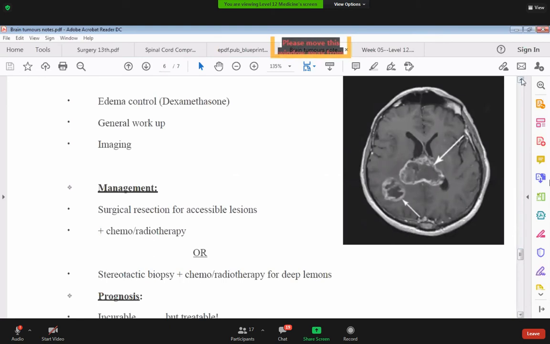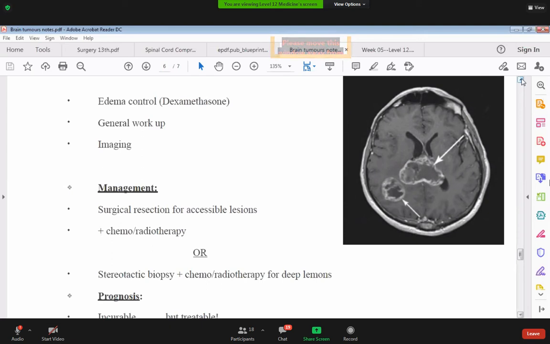If there is edema, you have to go for edema control. I have to give dexamethasone. Why dexamethasone? As we have told, it is vascular endothelial growth factor which is responsible for the vasogenic edema, and dexamethasone reduces the activity of that growth factor.